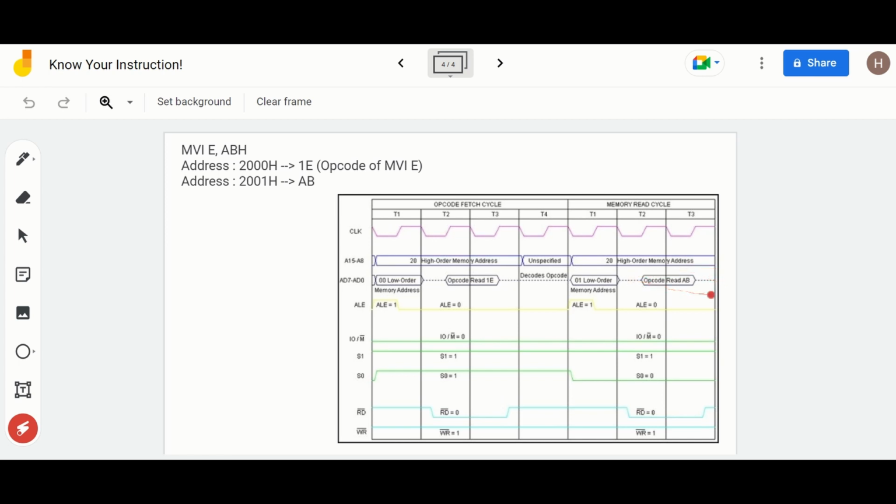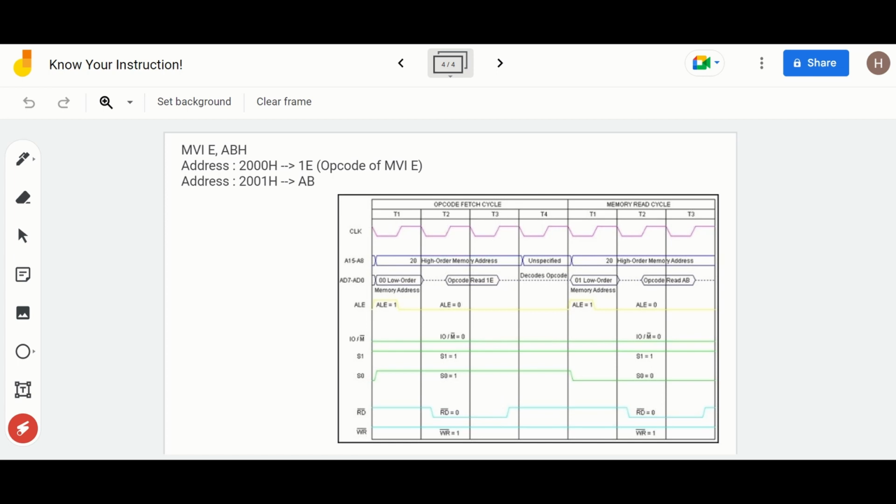In the memory read machine cycle, similarly, this time the address will be the next after 2000, so the address is 2001. The lower order address will be 01 and the higher order address will be 20, which is this. IO/M will remain 0 because again this is a memory operation. S1 will become 1 and S0 will become 0 for memory read. Similarly, the read signal will remain the same as in opcode fetch, and the write signal will also remain the same.